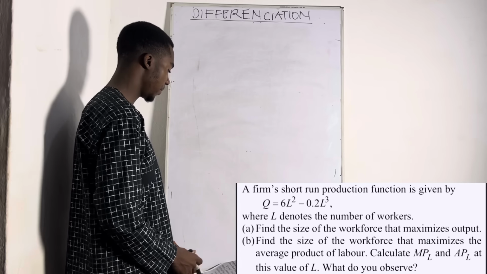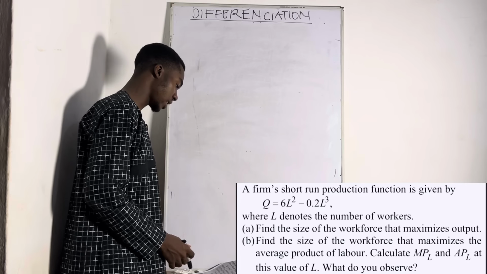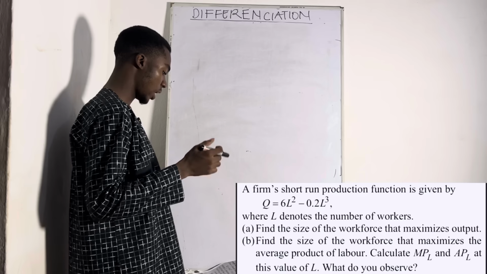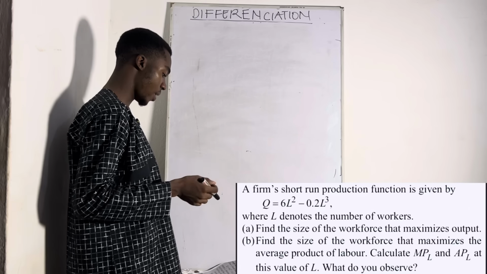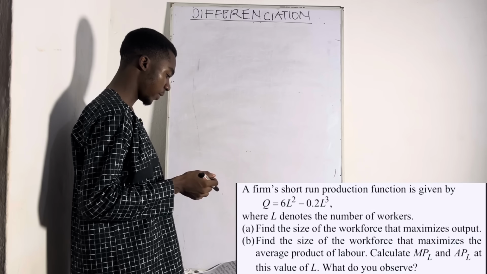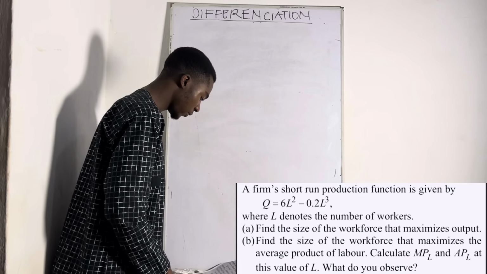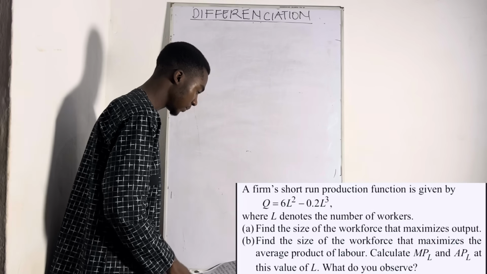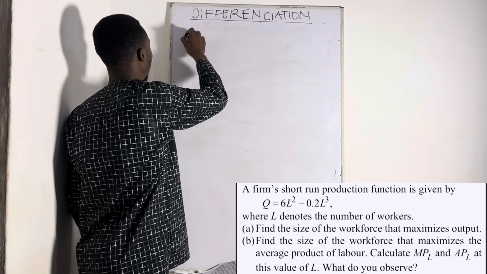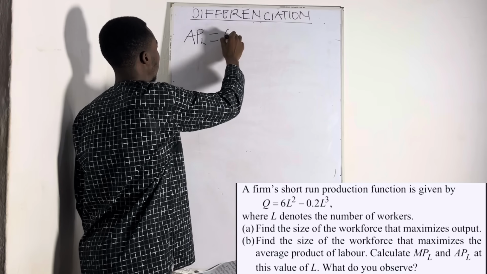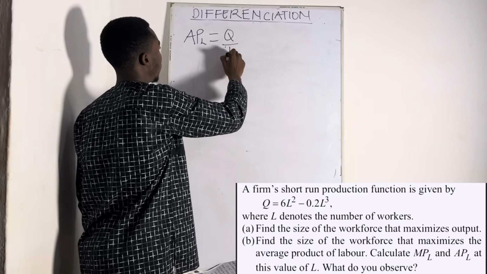All right, so let me read part B again. Part B says you should find the size of the workforce that maximizes the average product of labor. Calculate the marginal product of labor and average product of labor at this value of L. What do you observe? So now we are first finding the average product of labor, right? Now the formula for the average product of labor is equal to the quantity over labor.